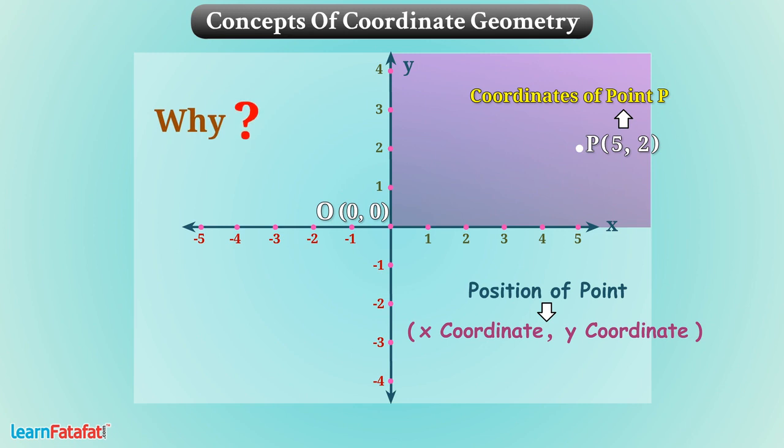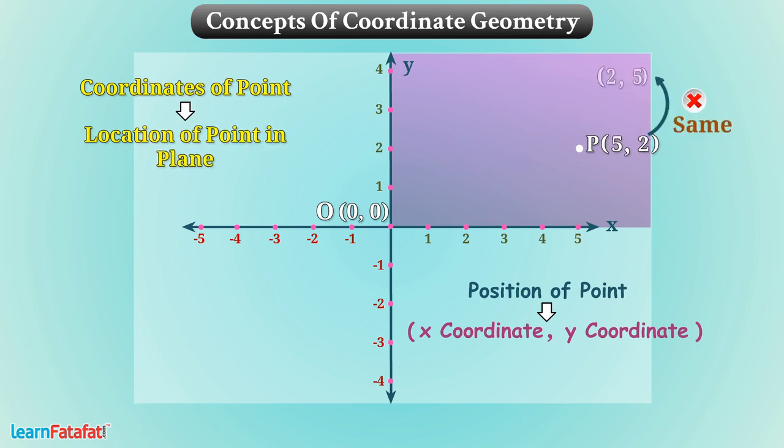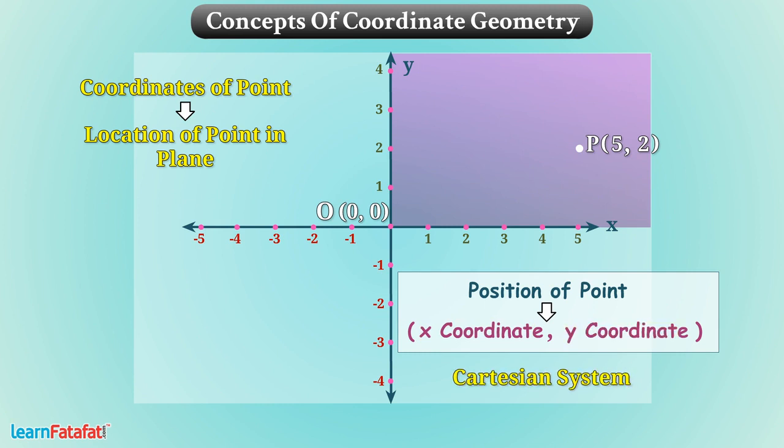Discuss with your friends to find the answer. The coordinate of a point describes the location of a point in the plane uniquely. That means, here (5, 2) is not the same as (2, 5). Such a system of representing the location of a point using x-coordinate and y-coordinate is called the Cartesian system.